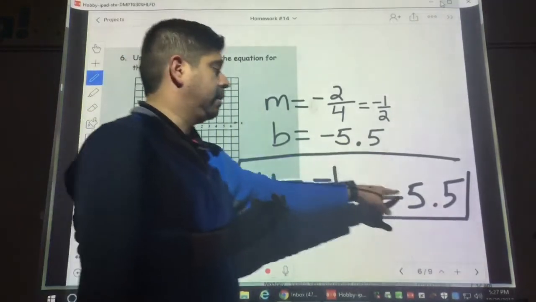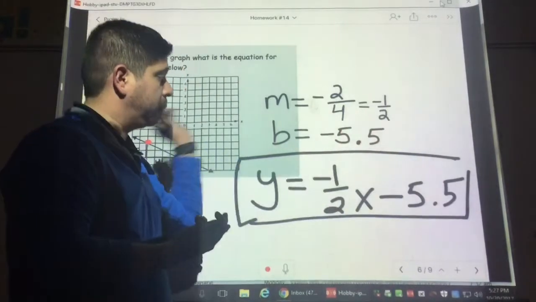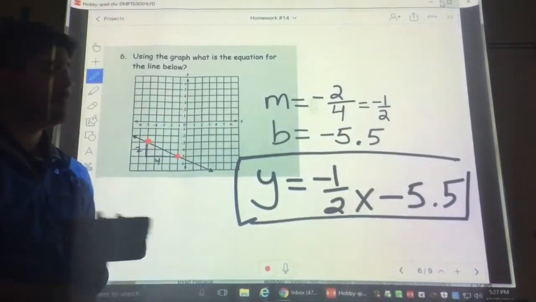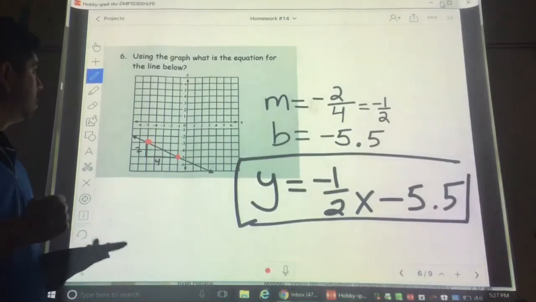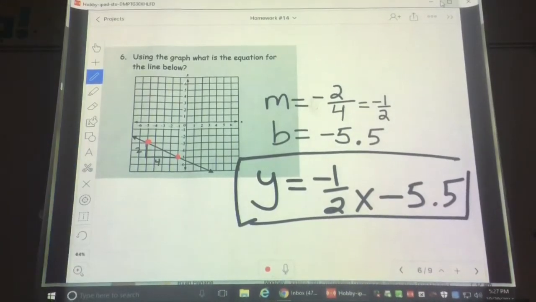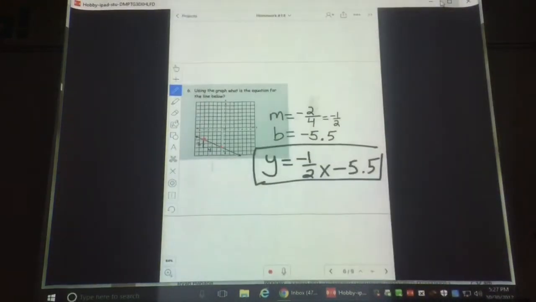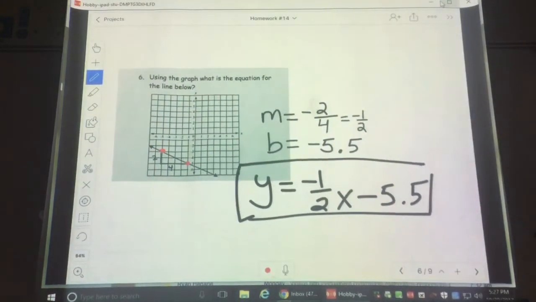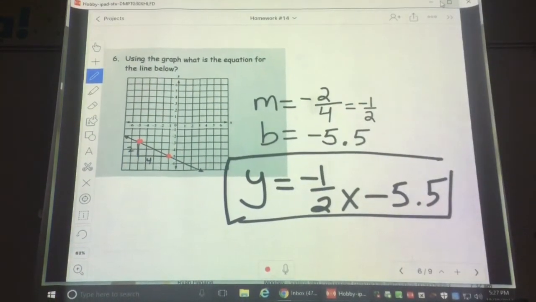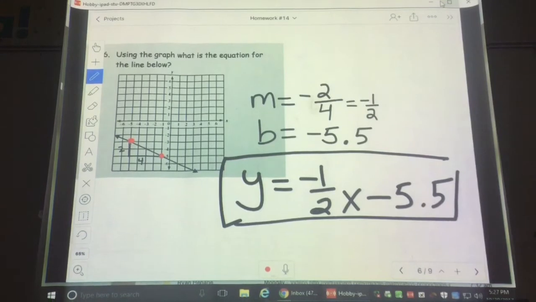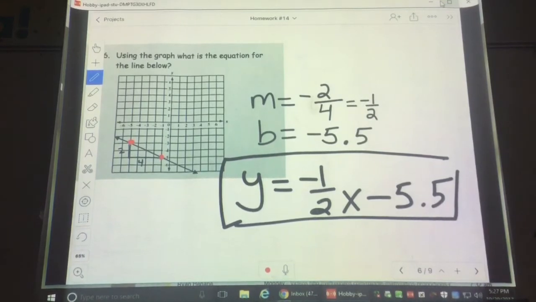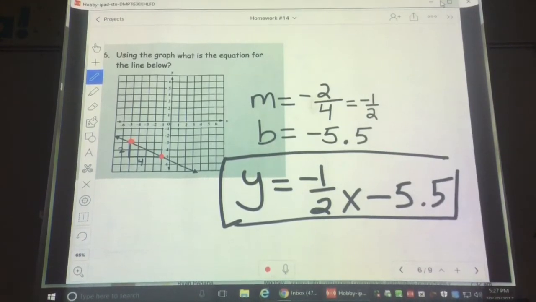You could have put plus negative, but you don't have to. You can just take the plus out and then put that minus sign. Let me make sure it's all on the screen for you. There we go. I think we're getting better at these.